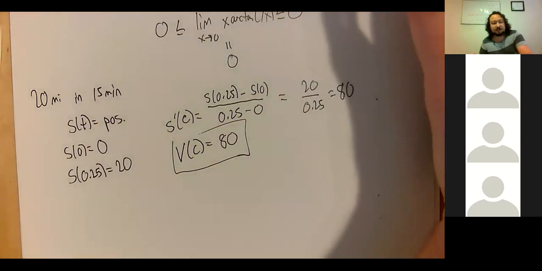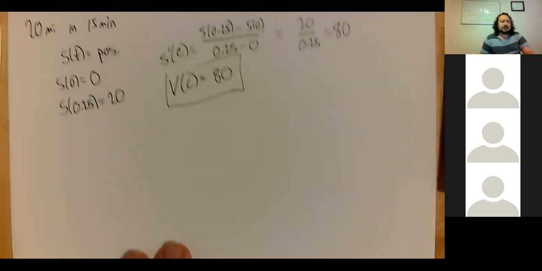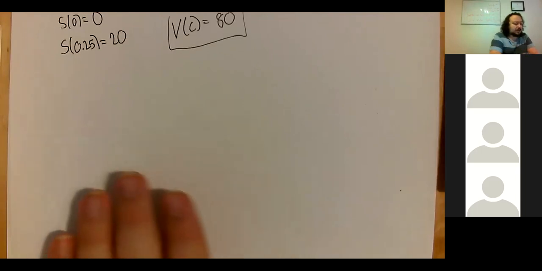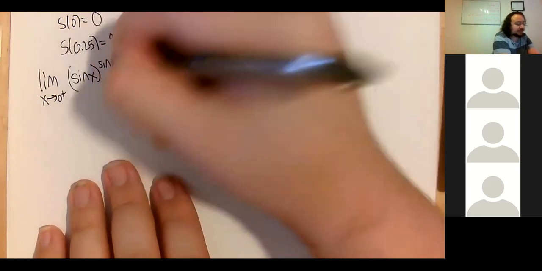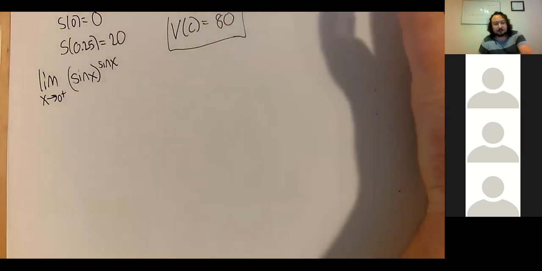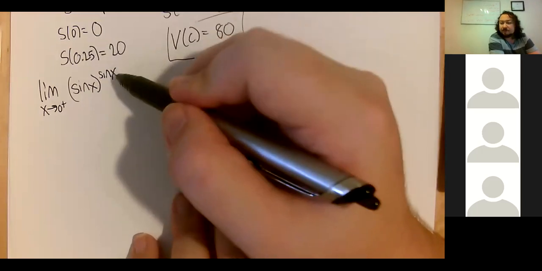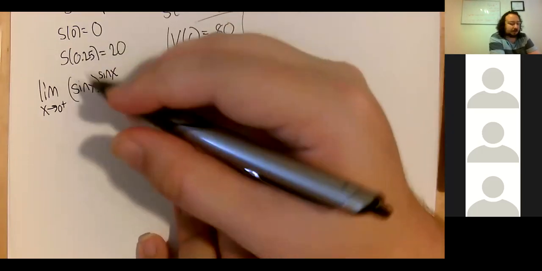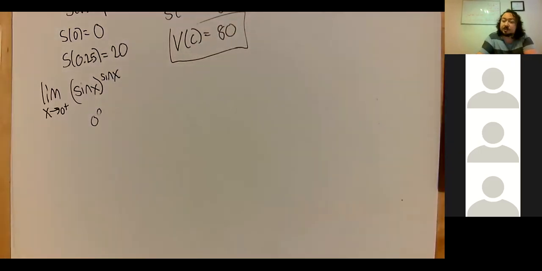All right, number 7. Let's see, what's that one? This is another limit question. Evaluate the limit as x goes to 0 from the right of sine of x raised to the sine of x power. If we try to plug in 0 right away, sine of 0 is 0, and sine of 0 is 0. So we end up getting 0 to the 0, which is one of the 7 indeterminate forms.